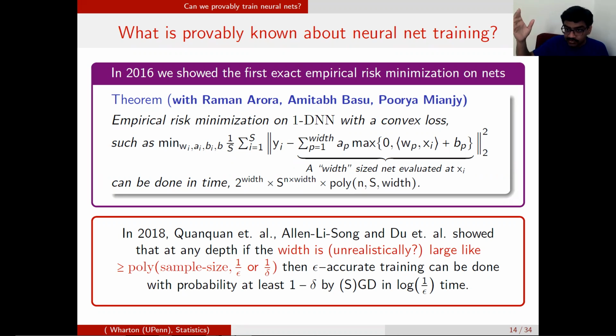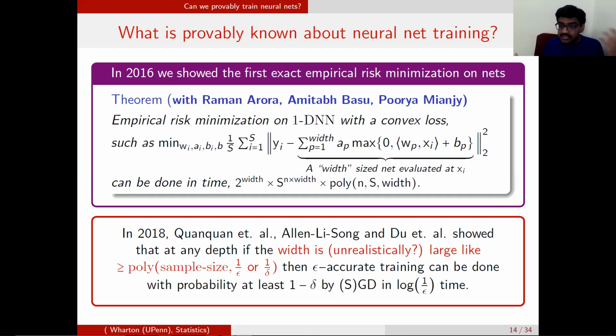If epsilon is the target accuracy, look at nets whose size is 1 over epsilon to the power of 40. It's huge nets which are scaling inversely with epsilon. If you look at nets of that size, there is a set of papers in 2018 where we were able to show that SGD will get to linear time convergence to global minima.